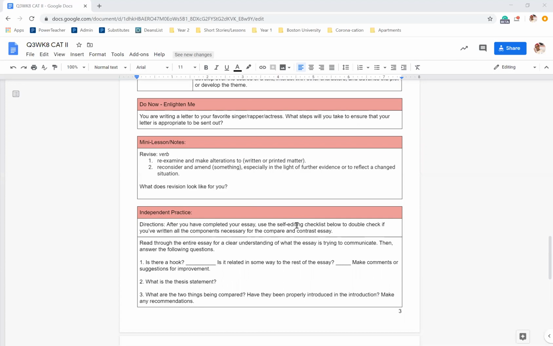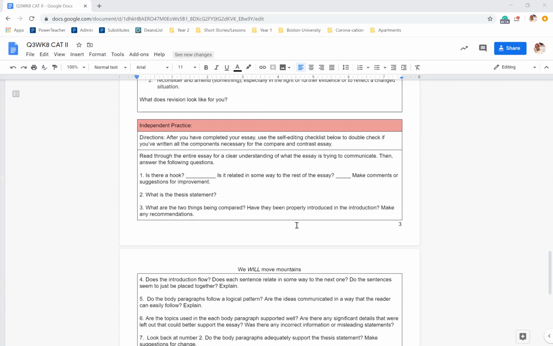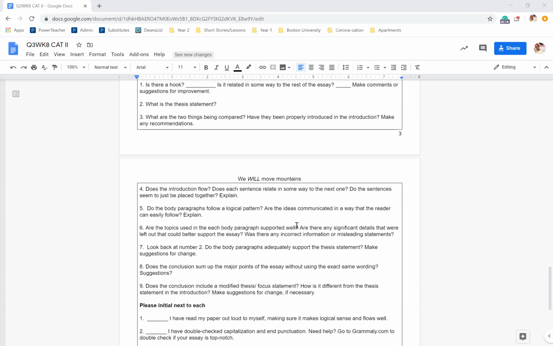So this is very helpful if you have completed your compare and contrast essay. I created a self-editing checklist to double check if you've written all the components necessary for the compare and contrast essay. So let's go through it. The first one is: is there a hook? All essays, not all, but most essays will require a hook so you can hook the reader in. Is it related in some way to the rest of the essay?